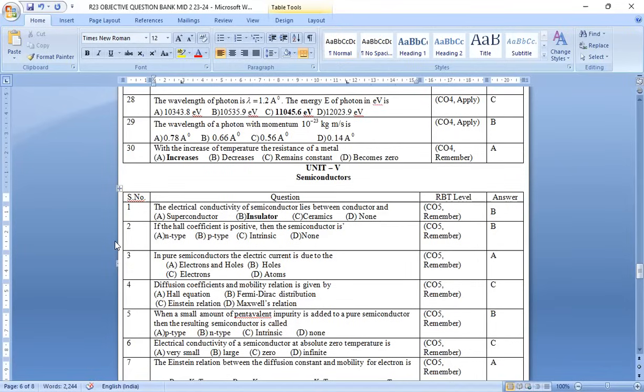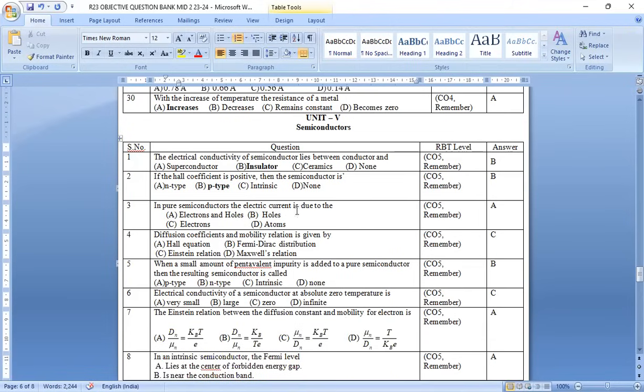And then in the Hall coefficient, if the Hall coefficient is positive, then the semiconductor is P-type. Option B is the right answer. In pure semiconductors, the electric current is due to option A, electrons and holes. Diffusion coefficients and mobility relation is given by Einstein. Option C is the right answer.